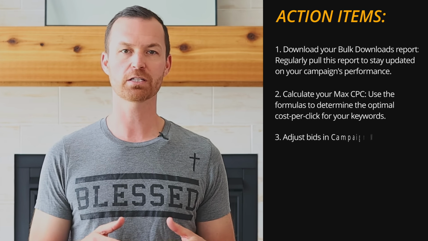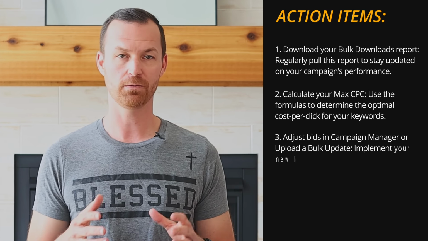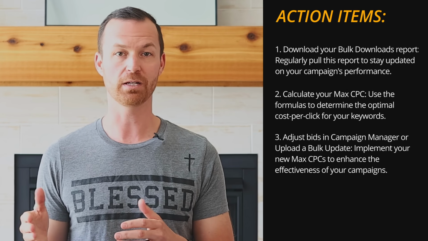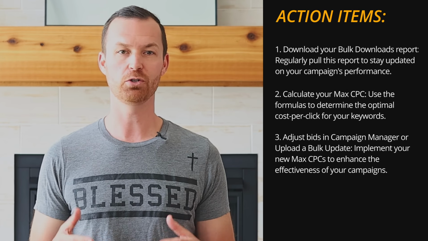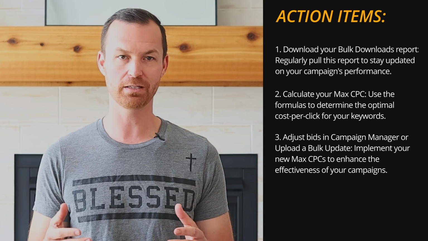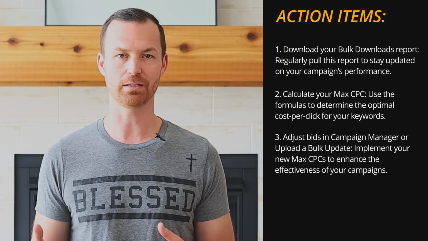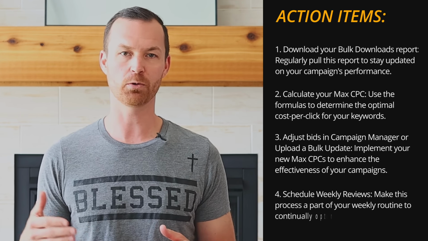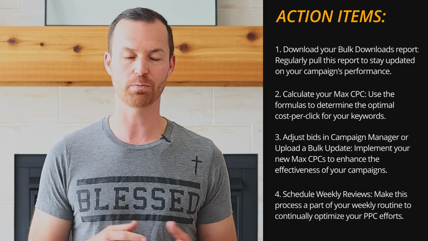Number 3, adjust bids in Campaign Manager if you're not comfortable doing a bulk update. Or if you are comfortable doing a bulk update, upload that bulk update. Implement your new maximum cost per clicks, or your bids, to enhance the effectiveness of your campaigns. Number 4, schedule weekly reviews. Make this process a part of your weekly routine to continually optimize your PPC efforts.